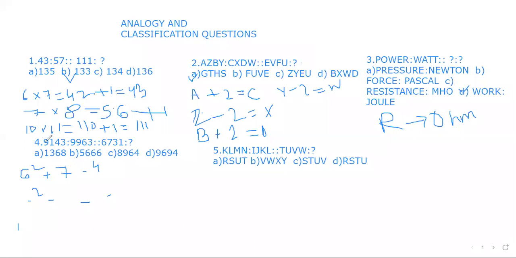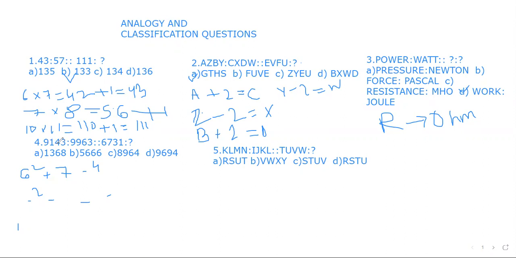Now you see here, 9143 is to 9963, double is to 6731. So I told you, there is no specific rule. You try, you add the numbers, you subtract the numbers. If I add all the numbers, many times it works. Just try adding the numbers.